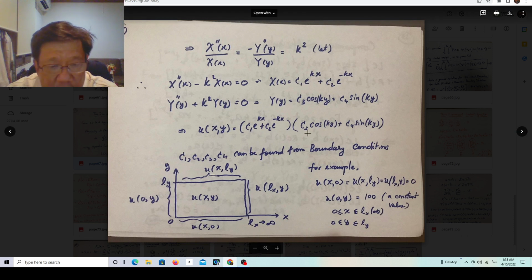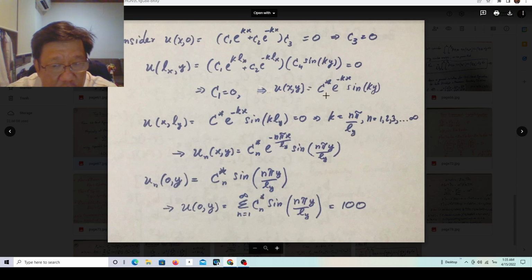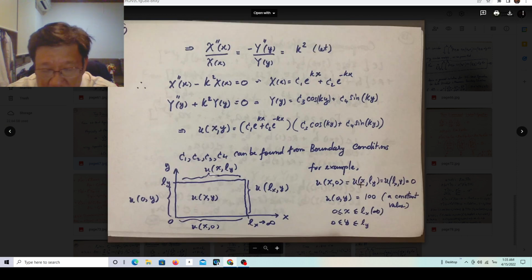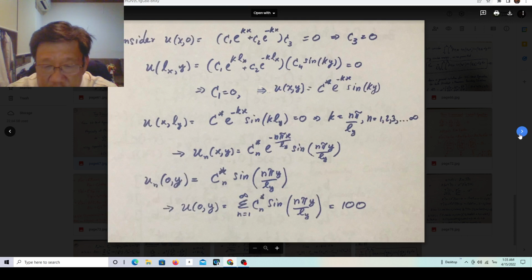Okay, so when c sub 2 and c sub 3 multiply to each other, it is a constant, we become the new constant we call c superscript star, times e to the minus k times x sine k y. Okay, so we can use the third condition now, at u at x, at L_y, for all x, at the upper limit of y. So you can see that this is c star e to the minus k times x sine k L_y.